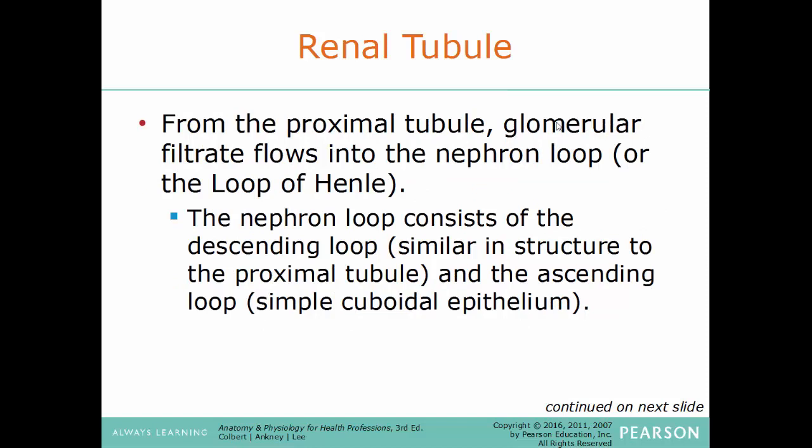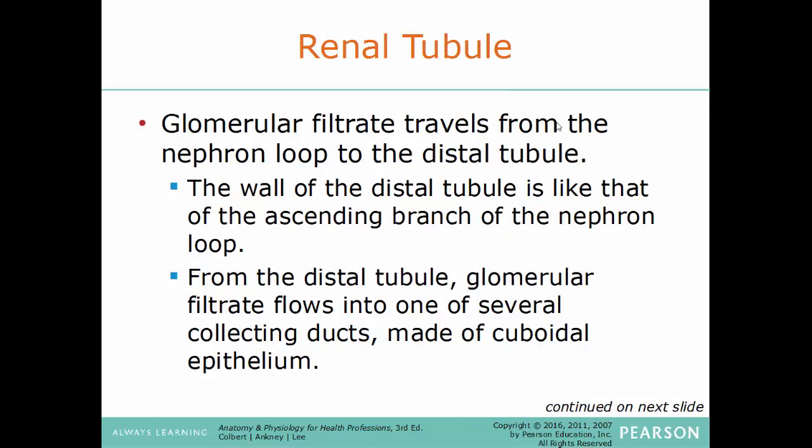From the proximal tubule, the filtrate will flow into the nephron loop, more commonly called the loop of Henle. This loop has two parts: a part that goes down, the descending limb, and a part that goes back up, the ascending limb. All of that together is the loop of Henle. After the loop of Henle, the filtrate will go into the distal convoluted tubule. It's called distal because it's further away from the glomerulus.